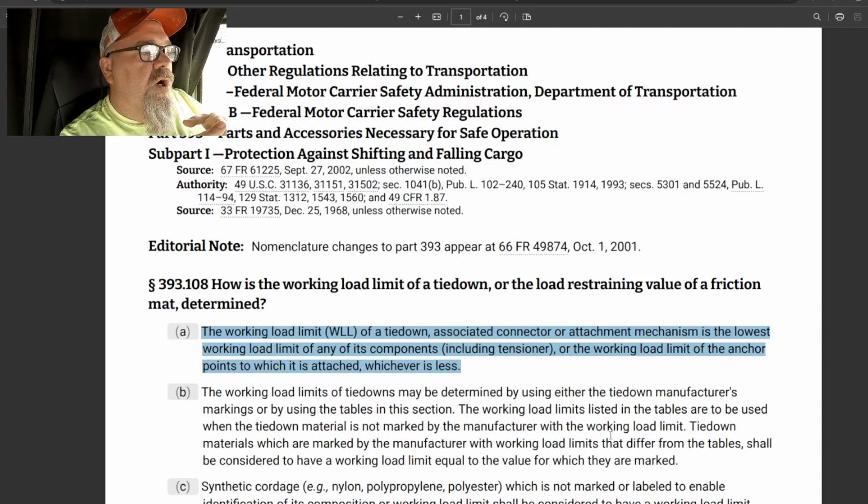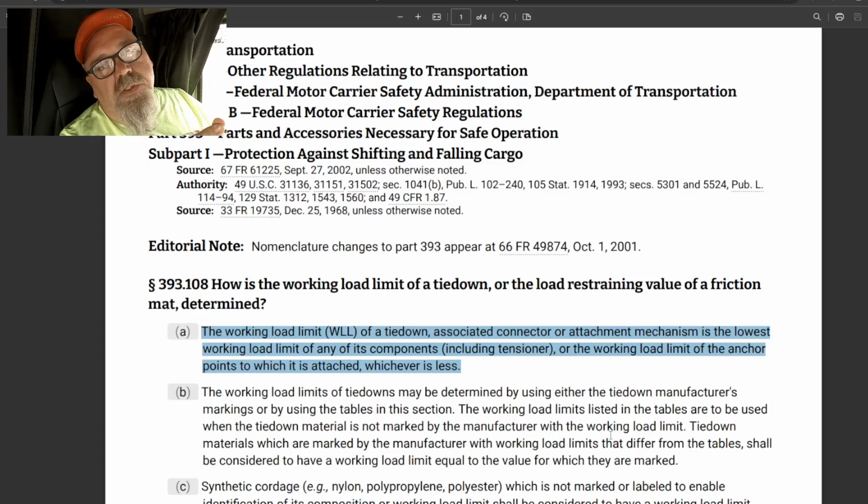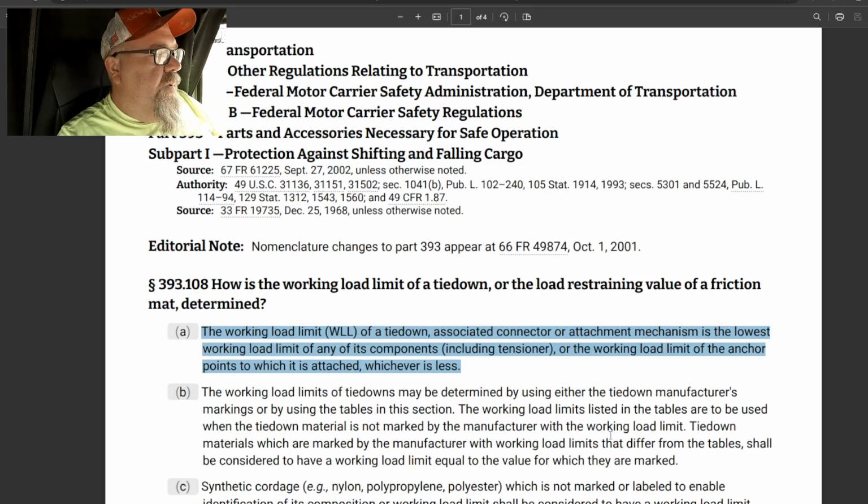So therefore, my working load limit of that system, the anchor point, the strap, and the winch, is only going to be 5,000 because the winch is the lowest working load limit on that system. So we go into the next part, which is section B right here.